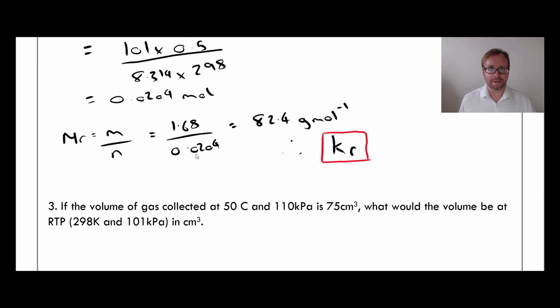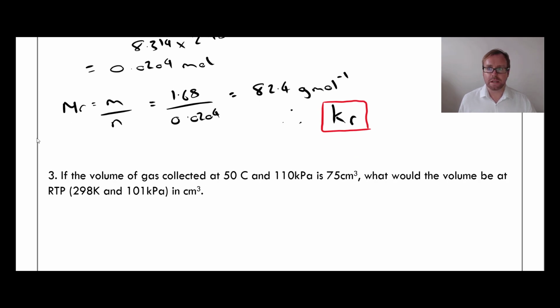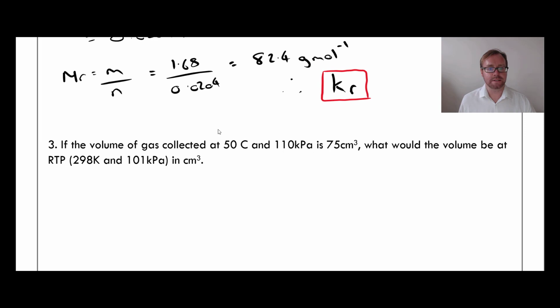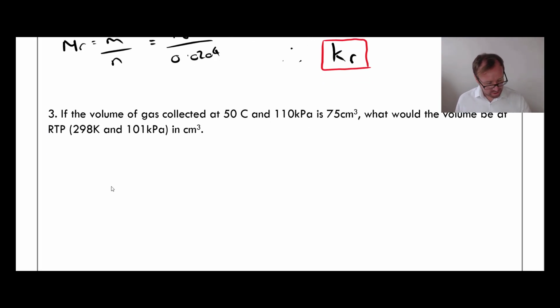Okay, so slight technical issue there, I'm back. We'll go through the next one together as it's slightly more difficult. If the volume of gas collected at 50 degrees Celsius and 110 kPa is 75 centimeters cubed, what would the volume be at RTP, 298 Kelvin and 101 kilopascals? Let's have a think about this one. We know from this question that the number of moles of gas, n, remains the same.